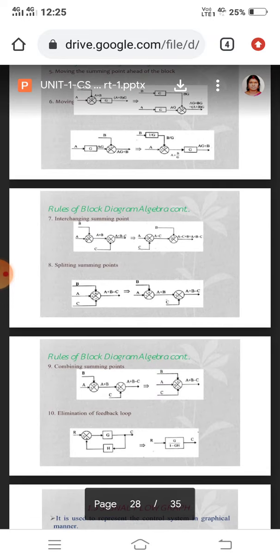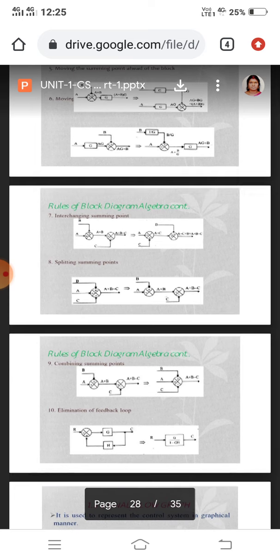Ninth one is combining summing points. So two summing points placed separately are reduced to one summing point with the help of these block diagram algebra rules.